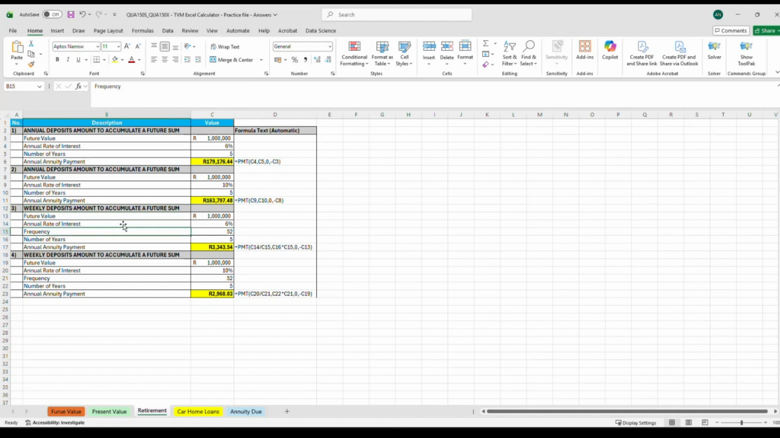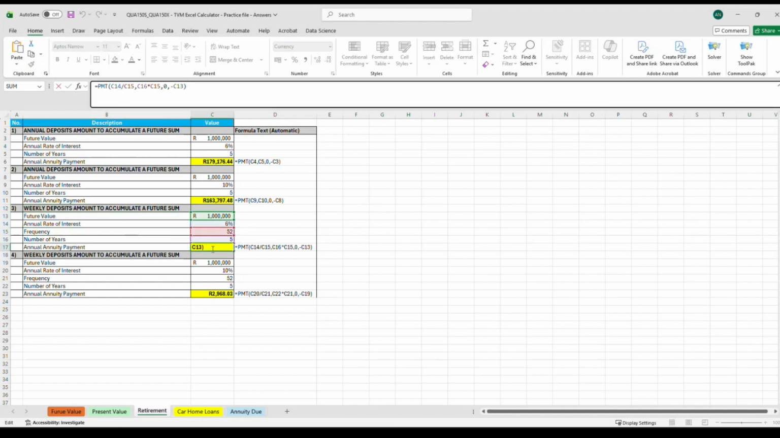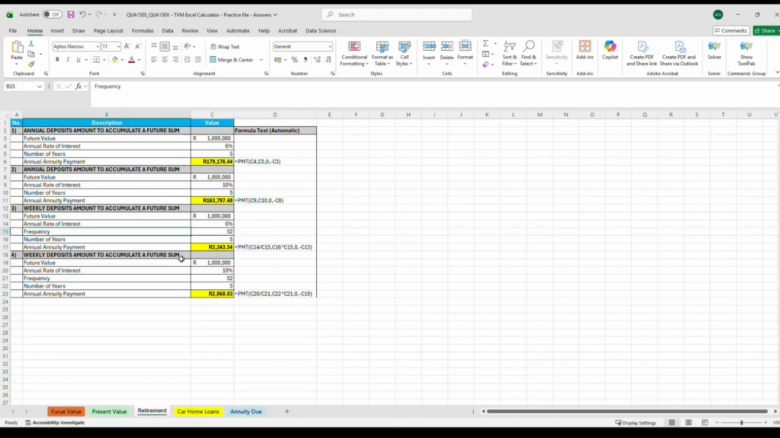So here it says it's weekly. You are given a frequency of 52, which is still using the same compounding kind of thing. So wherever you have a frequency, you'll always need to know that's a compound. You see, there's a frequency, it's 52, frequency also 52. However, here is the straight PMT formula.